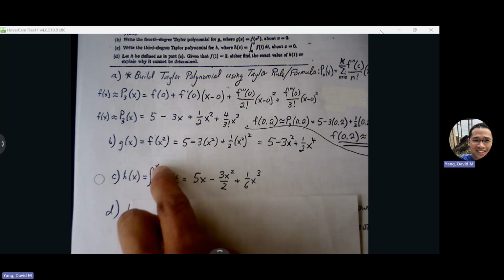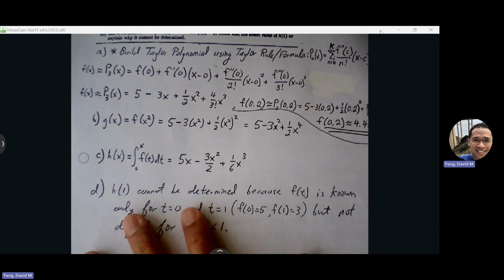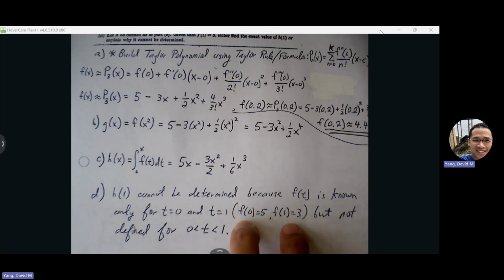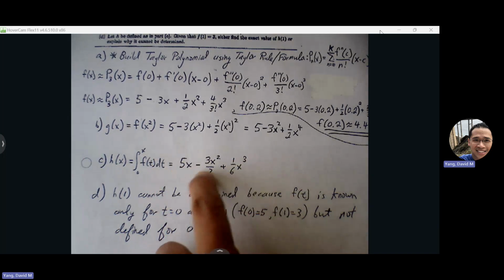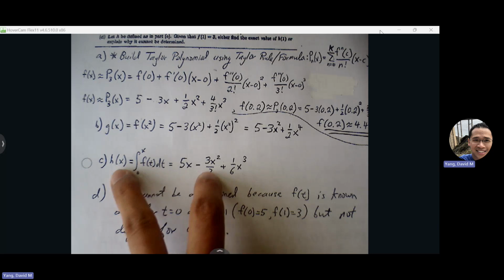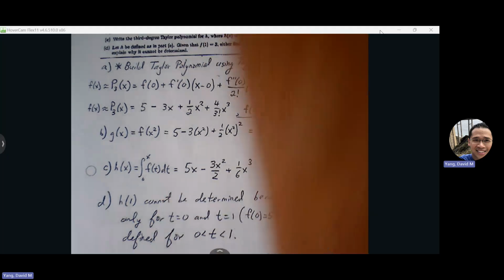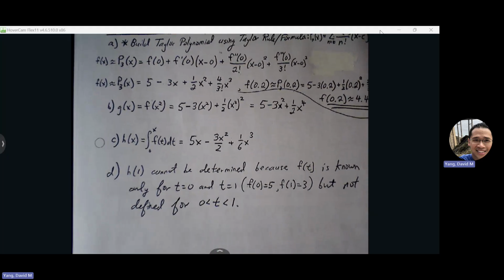So if we want to find h of 1, we can plug 1 in here and get an approximation, but we're not able to find the exact h of 1. I mean, we know f of 0 equals 5, we know f of 1 equals 3, but the fact that our polynomial is first off just an approximation, and it's centered at 0, so this is not the exact integral for h of x. So we're not able to define it between 0 and 1 just because we only have an approximated polynomial.